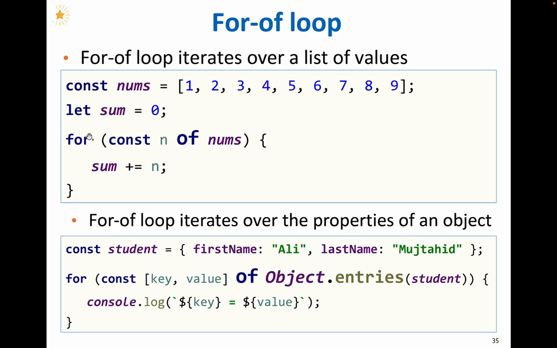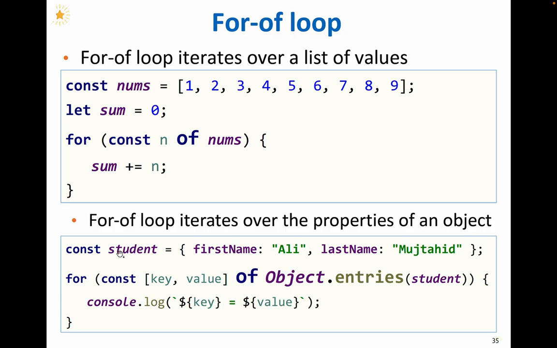So the syntax is different, but what it does is the same. We have this array, and in a for loop between the curly brackets we say const n, so const and then we use this of as a keyword, and then our list, and then at each iteration we use this n variable, whatever we want to do. So we can use a for of loop to iterate over the properties of an object.